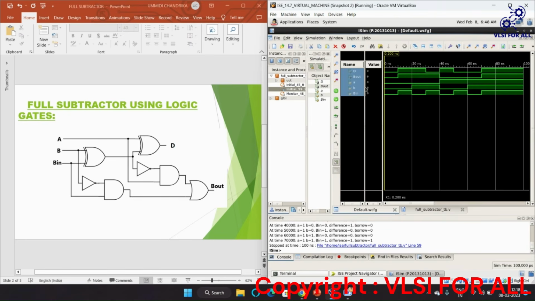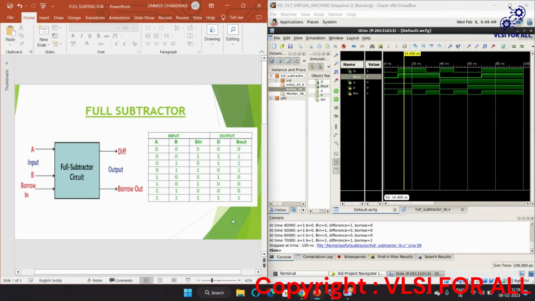Now see, when A, B and B in are all zeros, then the difference and the B out are also zeros. After that, see here, when 0, 0, 1, as we see in the truth table, what are we getting? Difference is 1 and borrow is 1. It is proved here also. Then 0, 1, 0. What do we get? 0, 1, 0 means difference is 1, borrow is 1.